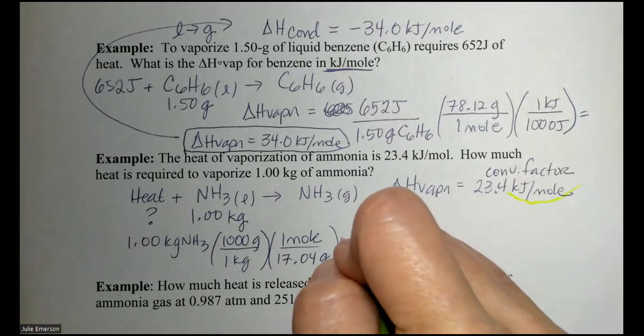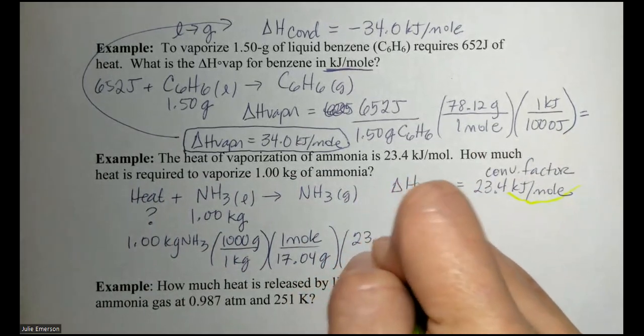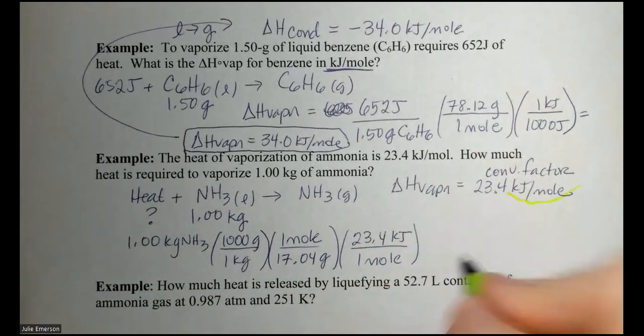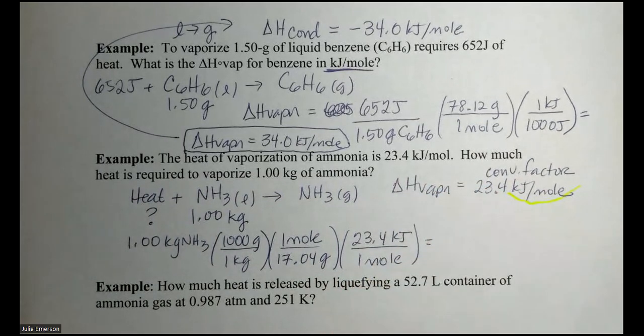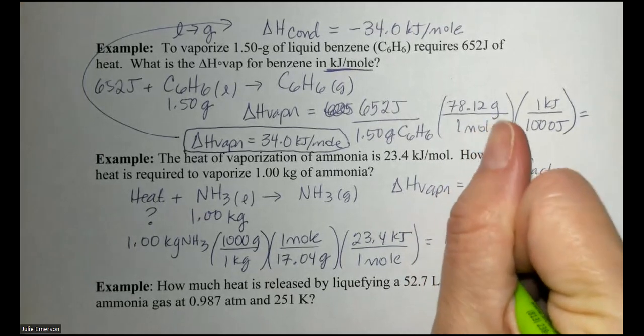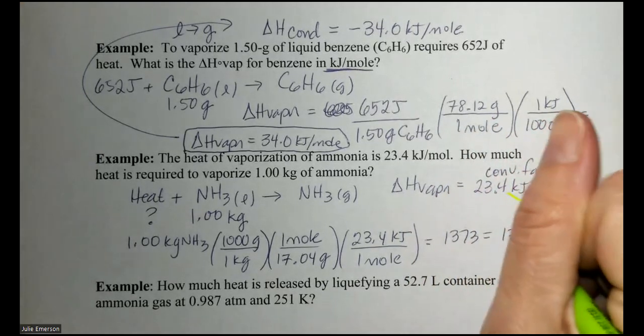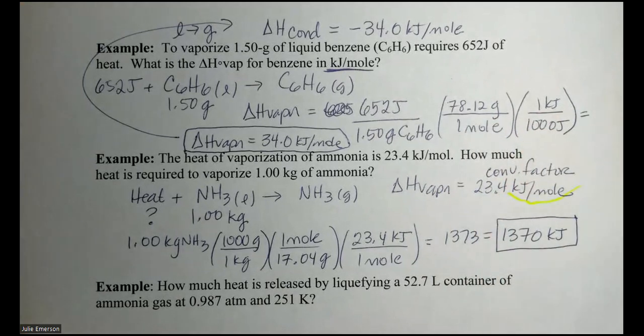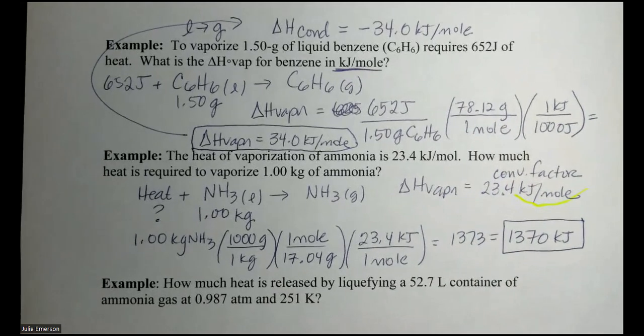Then what I need to do, heat of vaporization, 23.4 kilojoules would be required for each mole of ammonia that I had. So I'm taking 1,000 grams, divided by the 17.04 molar mass. I have about 58 moles of ammonia. If I need 23.4 kilojoules for every 1 mole, I would need, it says 1373, but if I round that to 3 sig figs, it would be 1370 kilojoules. That would be the amount of energy I would need to vaporize that kilogram of ammonia.